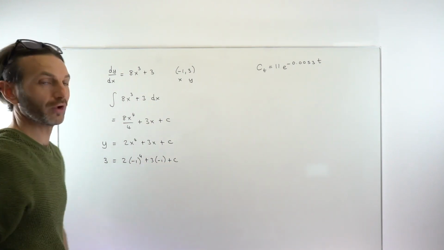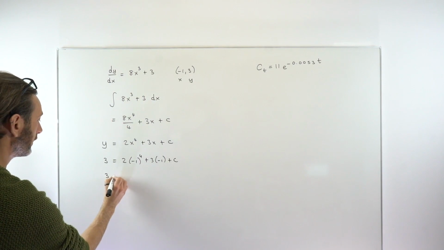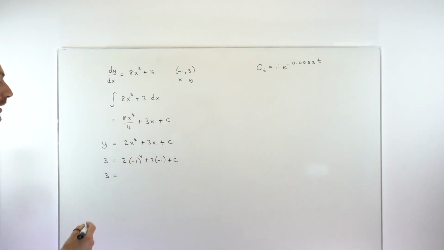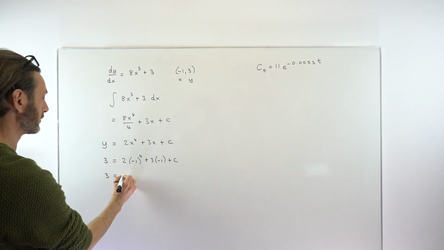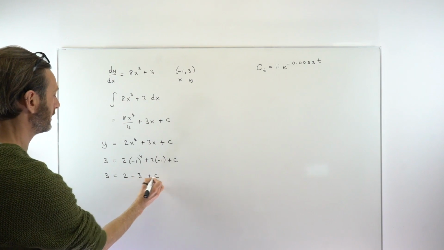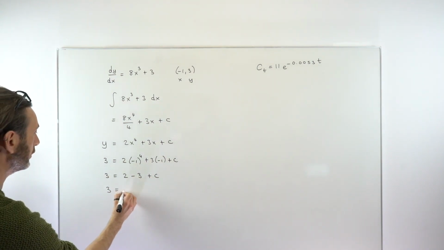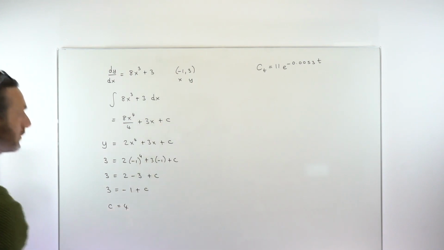And all we're doing here is trying to figure out numerically the c value. So we'll just keep that one as 3 minus 1 to the power of 4. That's kind of like minus 1 squared. That's going to be just a positive 1 times 2 is 2. This guy would be minus 3 plus c. So we get 3 equals minus 1 plus c. So it tells us the c value is 4.